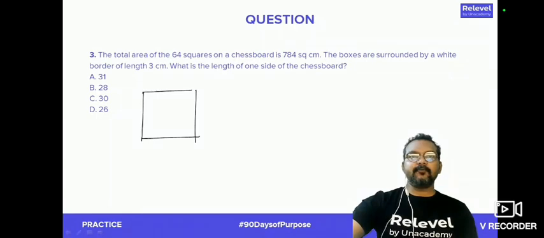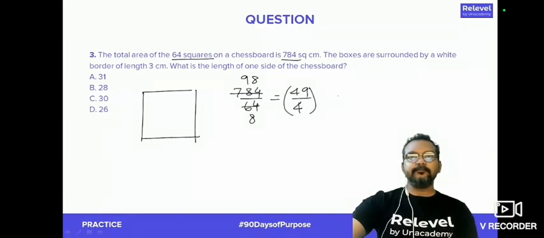The boxes are surrounded by a white border of length 3 centimeters. So the 64 squares on the chessboard, the area is 784. So that means each square's area is, okay, 64 goes once, leaves 144. So 144 divided by 64. Or let's just divide fractions. We'll get a fractional answer. The 8s are 8 9s is 72, 64. So 98 over 8. So that's 49 over 4.